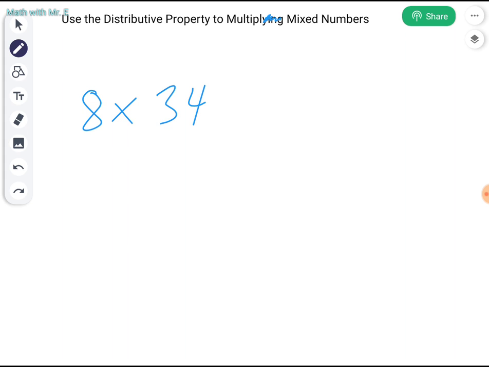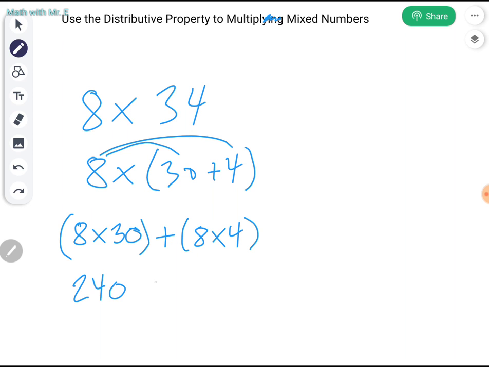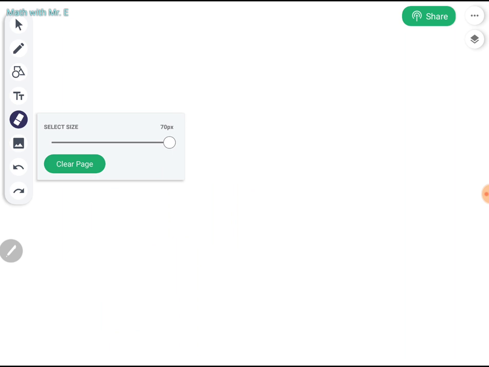So the distributive property says that we can take 8 times 34 and turn that into 8 times (30 plus 4), because 30 plus 4 still equals 34. And then we can distribute that across both of these. So that becomes 8 times 30 plus 8 times 4. 8 times 30, we've got 8 times 3 is 24, and we add a 0 there. That's 240, plus 8 times 4, which is 32. And the answer is 272. So we can use this when we're multiplying with mixed numbers as well.